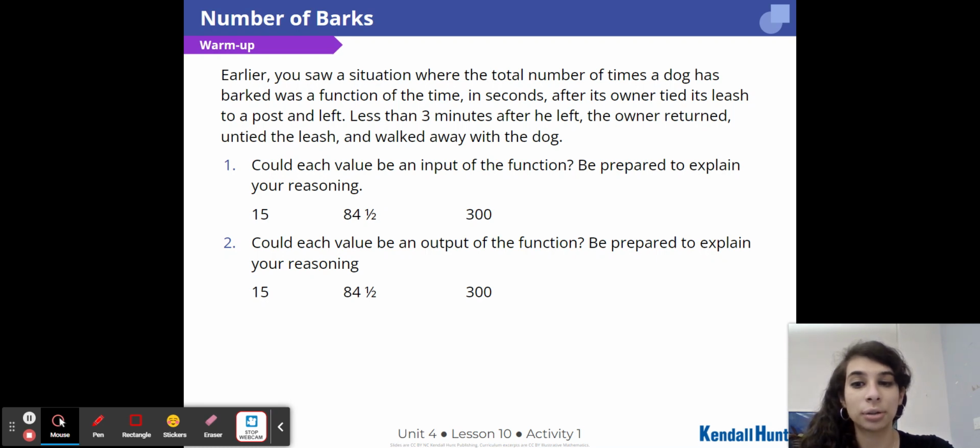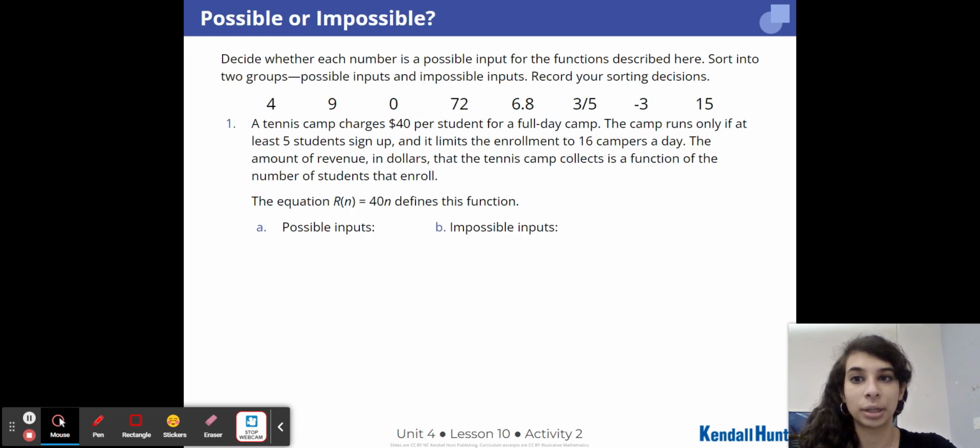For the second question, could each value be an output of the function? Can I have 15 total times a dog has barked? Can I have 84 and a half total times a dog has barked? Can I have 300 total times a dog has barked? I want you to think about each of those possible values, and take a moment to explain whether you believe or don't believe that is the case.